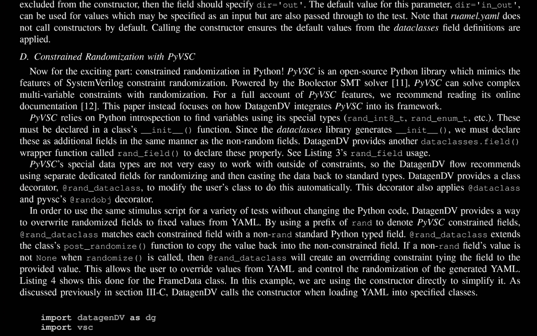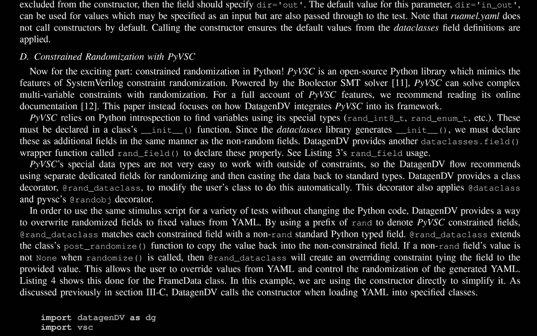PyVSC is an open source Python library which mimics the features of SystemVerilog constraint randomization. Powered by the Boolector SMT solver, PyVSC can solve complex multi-variable constraints with randomization. For a full account of PyVSC features, we recommend reading its online documentation. This paper instead focuses on how DataGen integrated PyVSC into a framework.